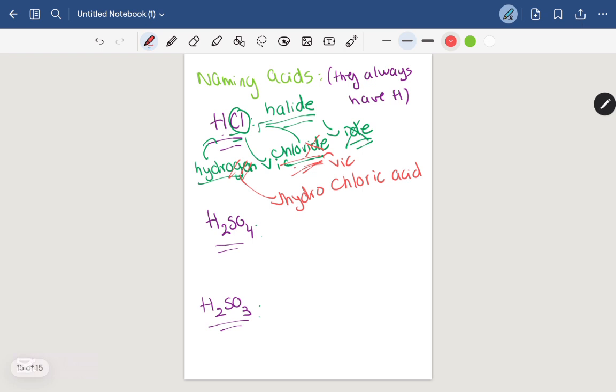Now, the next thing you need to do for the second example is look at the anion, SO4. Okay, what is the anion? It is SO4 2 minus. What is the name of this anion? It is sulfate. So it ends with what?